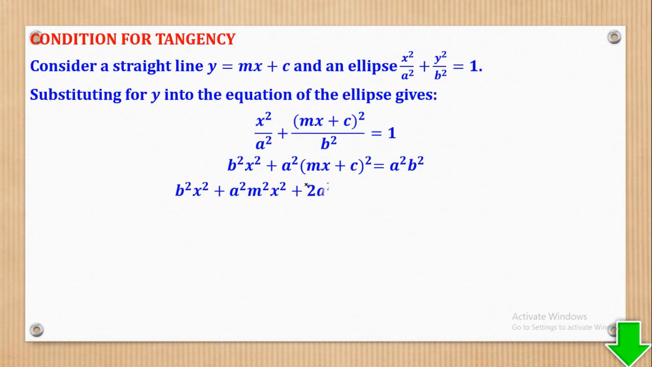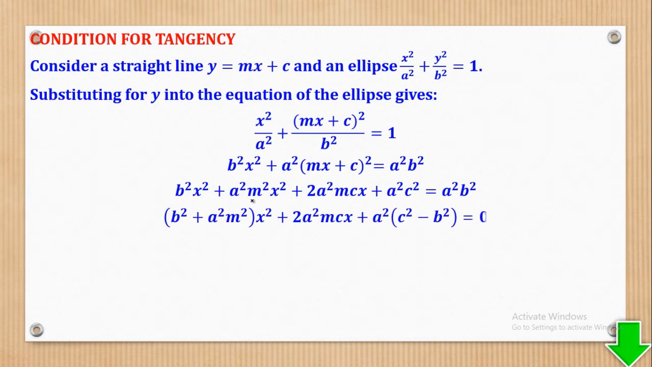The next is to open this bracket. You will come up with this. The next is to collect like terms, x squared alone. This is x squared, so put it alone. This is x, put it alone, and these two also put them alone, so that this side is only 0.